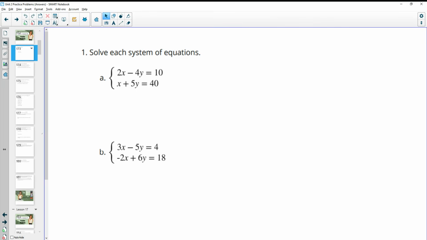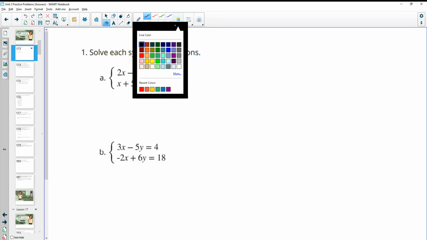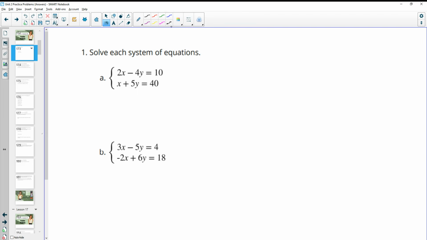Number 1 asks us to solve each of these systems. So you can utilize any method you would like here. There's not one way to do this. So for this first one, I'm going to do elimination, and you can do substitution if you wanted by solving this bottom one for x. I am going to do elimination.